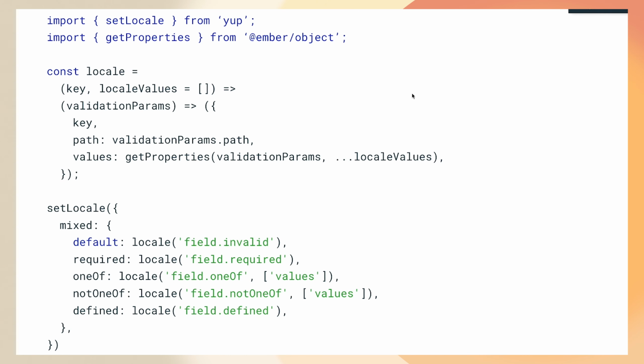So here we have a small helper function that you provide a key and also a list of values that you should get from validation parameters that are coming from you. Our message is just a key, a path, which is, for example, name, values, object, which we can use for a concatenation of some validation constraints in our messages.